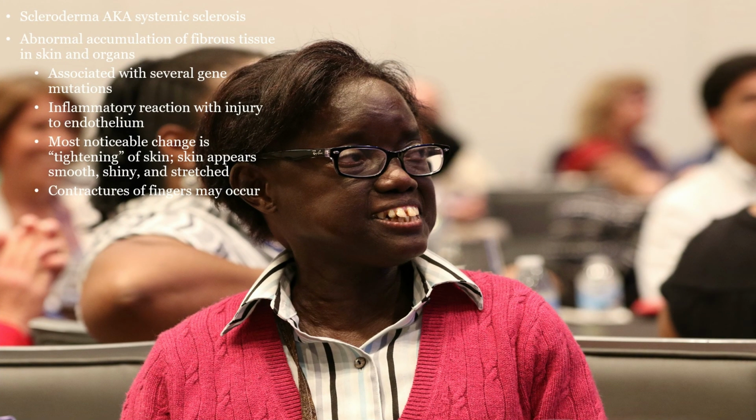Scleroderma is also known as systemic sclerosis. These patients will have a shiny and stretched out skin appearance. They have abnormal accumulations of fibrous tissue with inflammatory reactions and injury to endothelium.